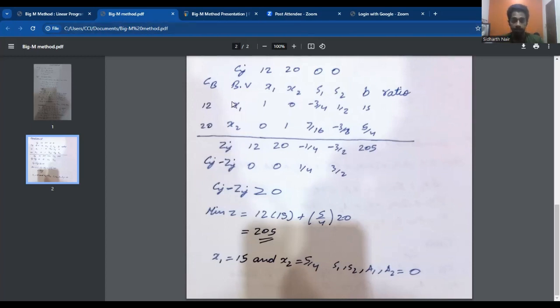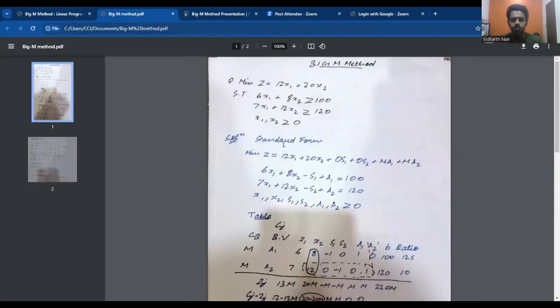Hope you understand this example. It's a bit tricky topic, but it's not very hard. If you practice it regularly, you will understand it easily.